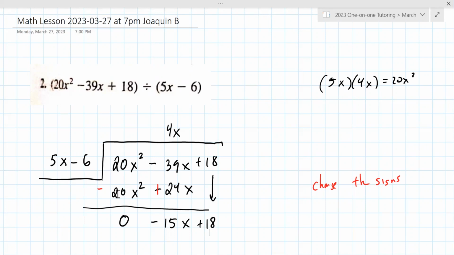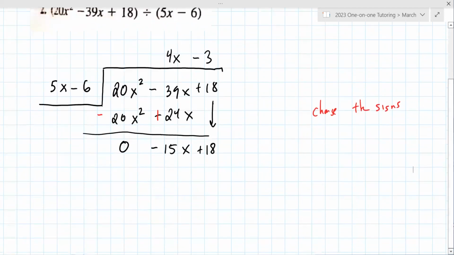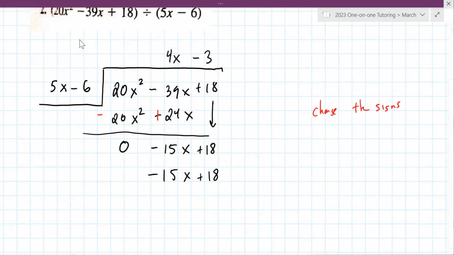Then you restart. You say, how many times does 5x go into minus 15x? Minus 3. The reason it's negative, you're basically taking minus 15x and dividing it by 5x. And then now you got to multiply, and you rinse and repeat. Minus 3 times 5x, minus 3 times minus 6. Let me clear out a little room here. Minus 15x plus 18.